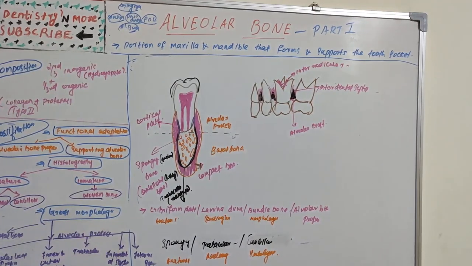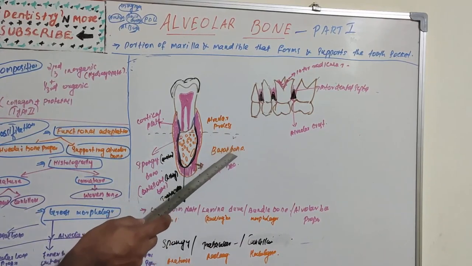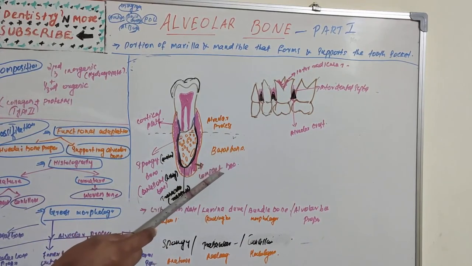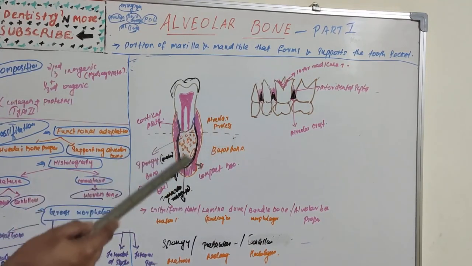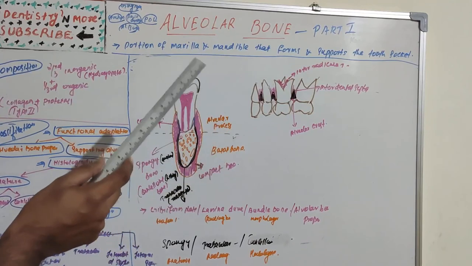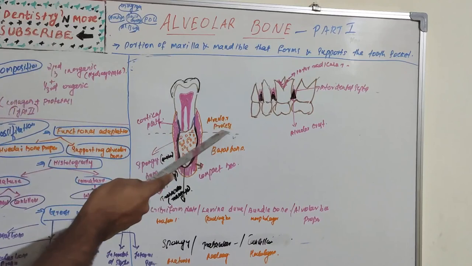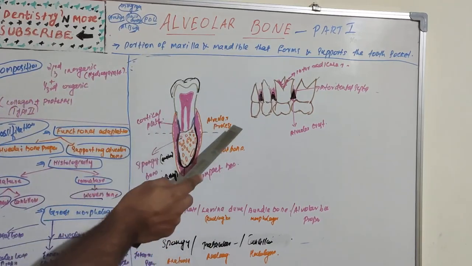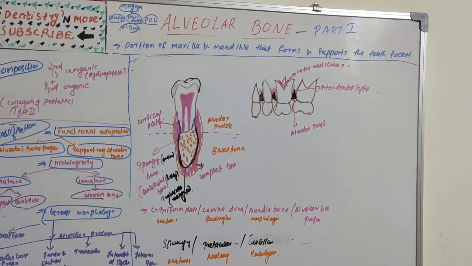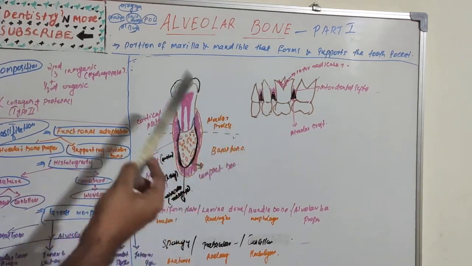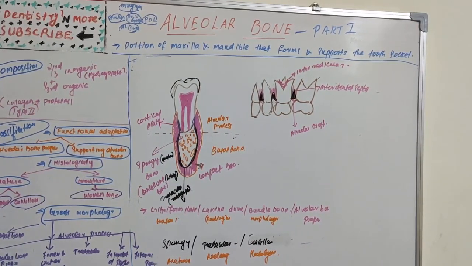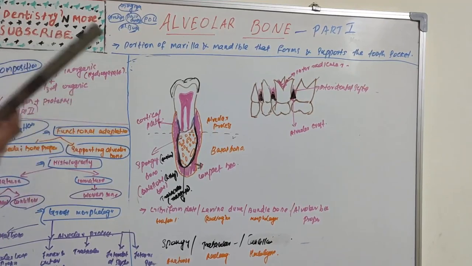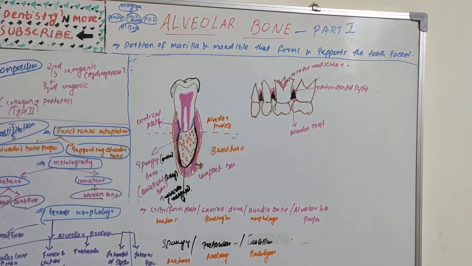Interradicular septum is the bone between the roots of multi-rooted teeth. Basal bone is the osseous tissue of the mandible and maxilla except the alveolar process. Okay, so the alveolar process is up to the root, and the part of the mandible and maxilla without the alveolar process is basal bone. So this is the alveolar bone, this is the basal bone. Anatomically we cannot say that there is a distinct boundary between the maxilla, mandible, alveolar process and basal bone. This is just an arbitrary line.